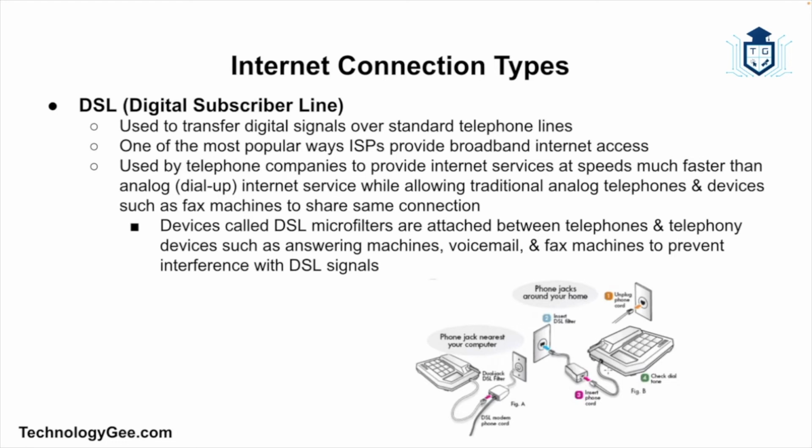To make this possible, devices called DSL microfilters are attached between telephones and telephony devices such as answering machines, voicemails, and fax machines to prevent interference with the DSL signal. So in this picture, this right here is called a microfilter. It will be connected to your standard phone jack in your wall. Basically this allows for the signal to split so that you can have an internet connection and talk on the phone at the same time, assuming you're still using a landline connection.